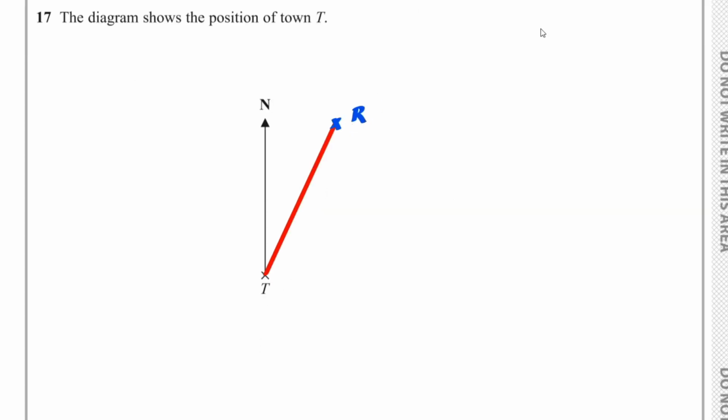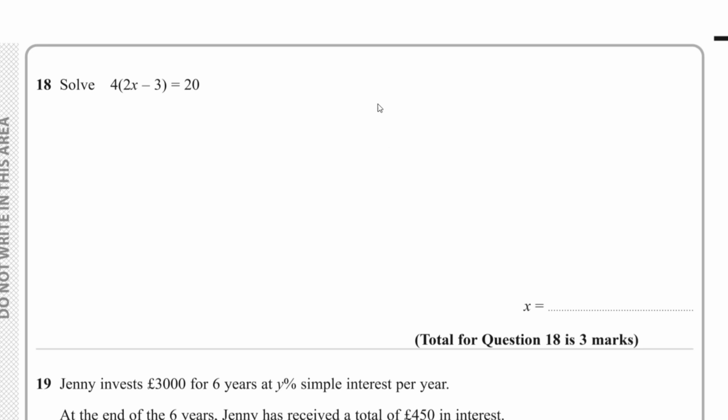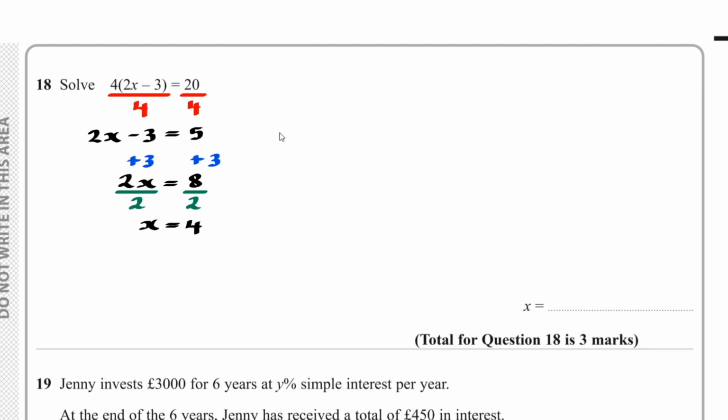So we've got R shown here. Question number 18. We have to solve 4 multiplied by 2x subtract 3 equals 20. First thing we can do is divide both sides by 4, leaving us with 2x subtract 3 equals 5. I can now add 3 to both sides, leaving me with 2x equals 8. And if I divide both sides by 2, I end up with x equals 4.